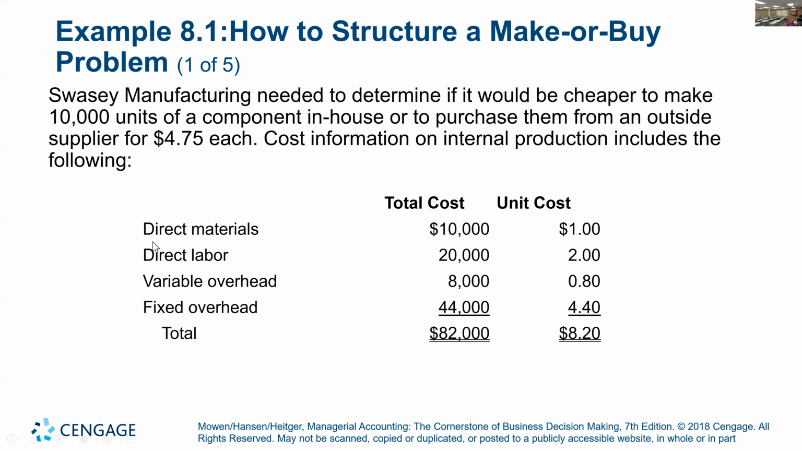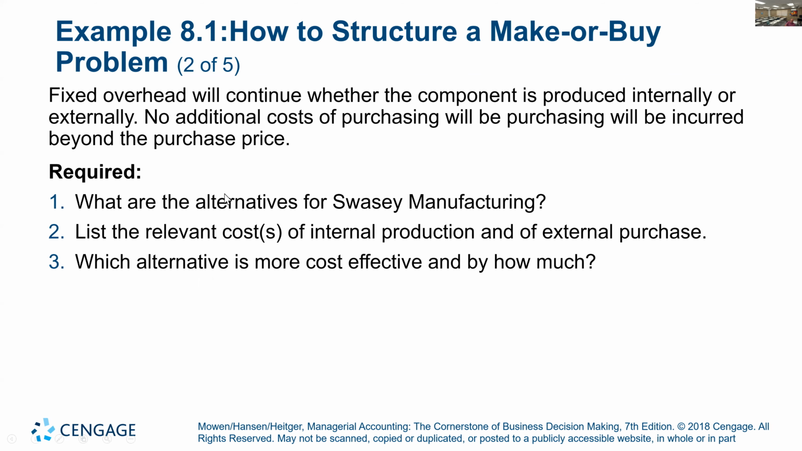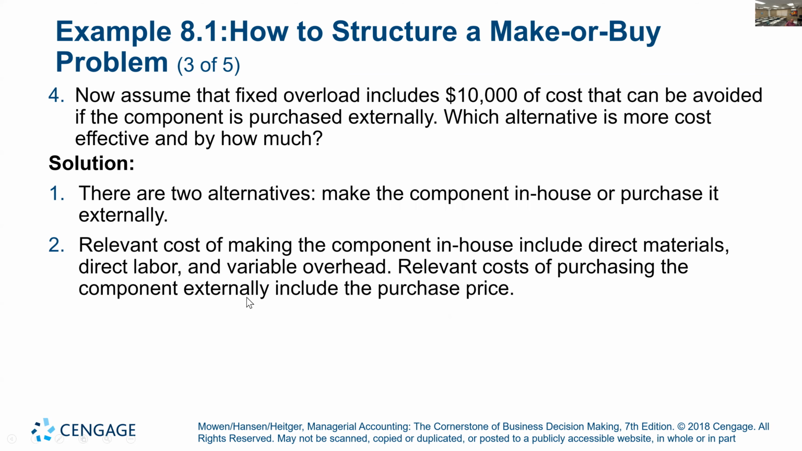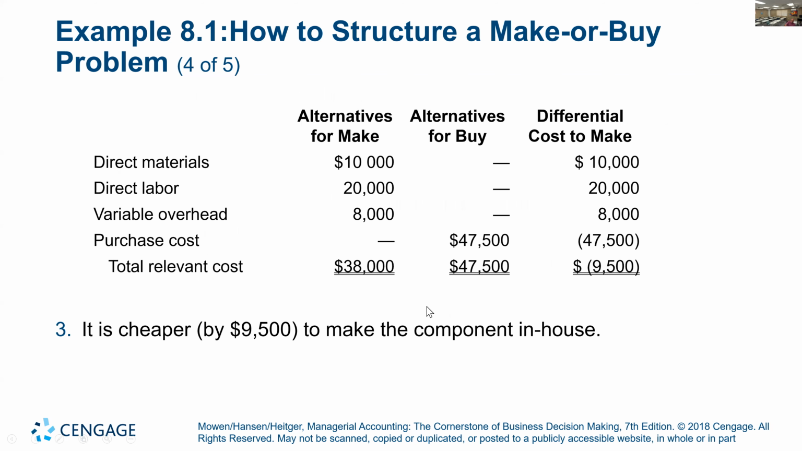On the buy side, we don't have to worry about material cost, labor cost, or variable cost, but we do have a buying cost of $475 times the 10,000. We kind of listed the relevant costs. The relevant cost of purchasing is the purchase price, and the fixed overhead is the irrelevant cost in this situation.